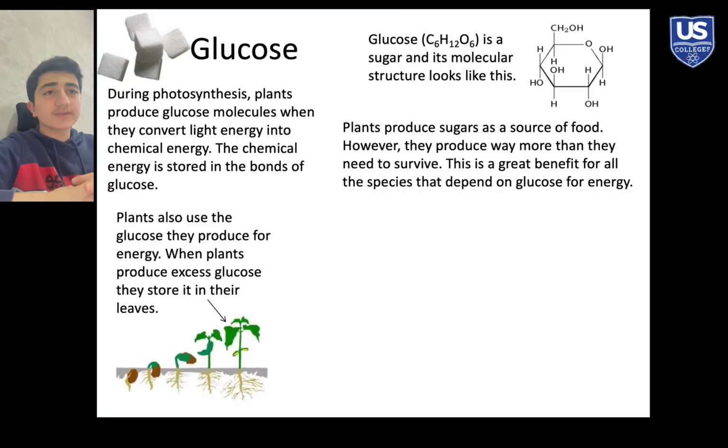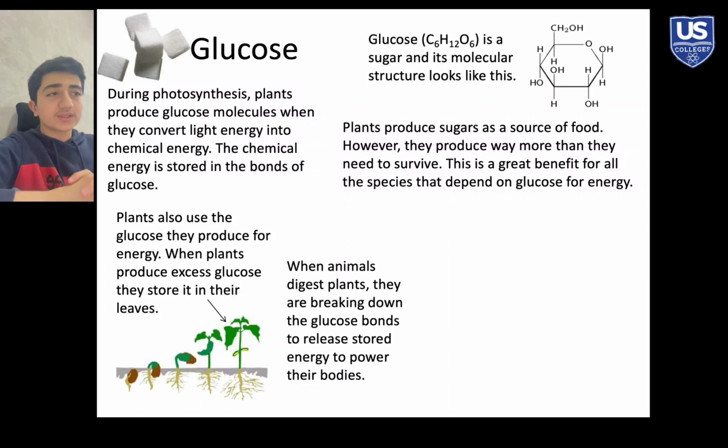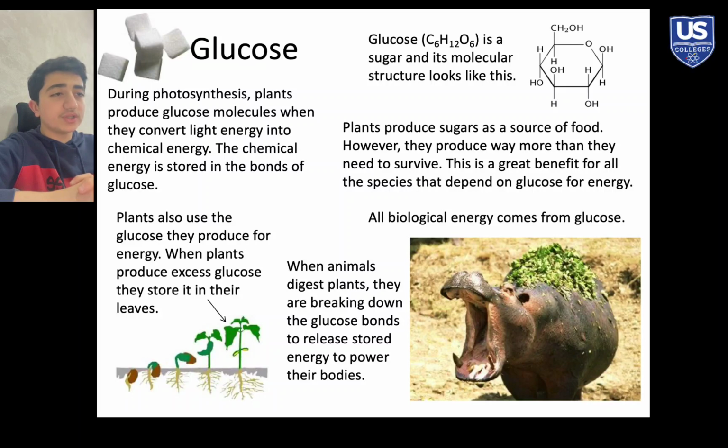During photosynthesis, plants produce glucose molecules when they convert light energy into chemical energy. The chemical energy is stored in the bonds of glucose. Plants produce sugars as a source of food. However, they produce way more than they need to survive. This is a great benefit for all the species that depend on glucose for energy.